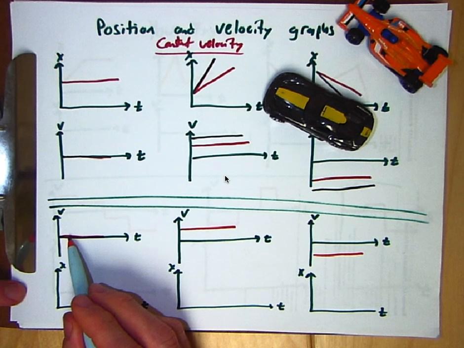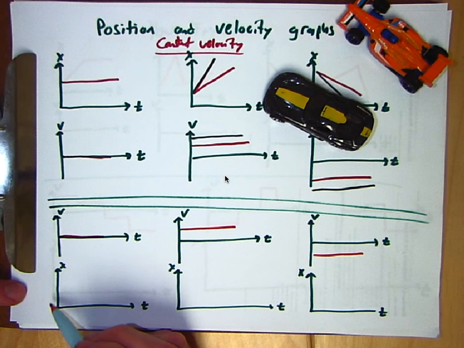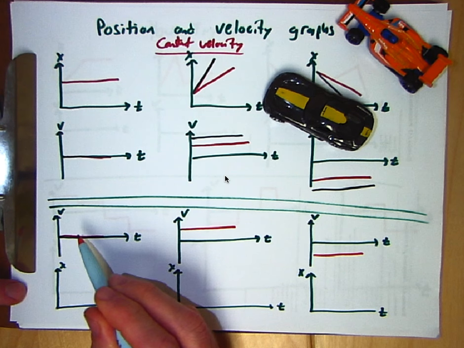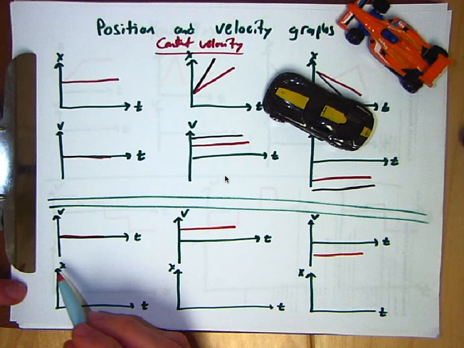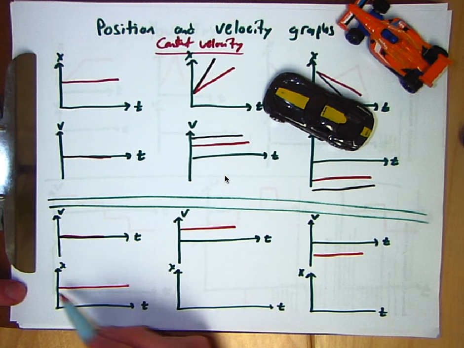0 velocity means I'm not going anywhere, so my position is going to stay the same. I don't know where to start on the x-axis because this doesn't tell me where to start. So that means I can start anywhere I want to on this axis. So how about there? Great. That means I'm not going anywhere.